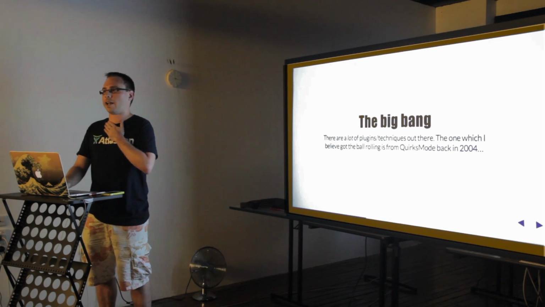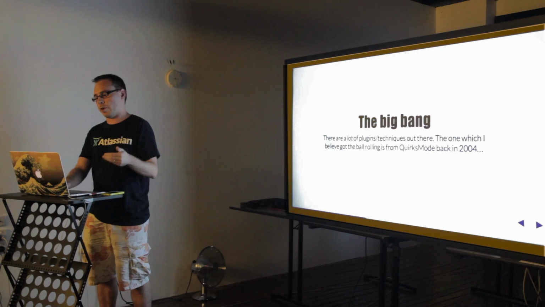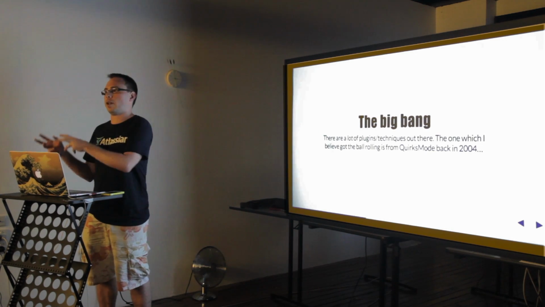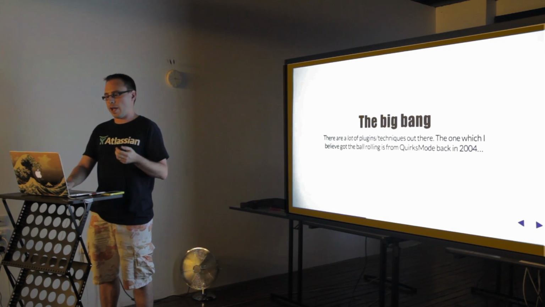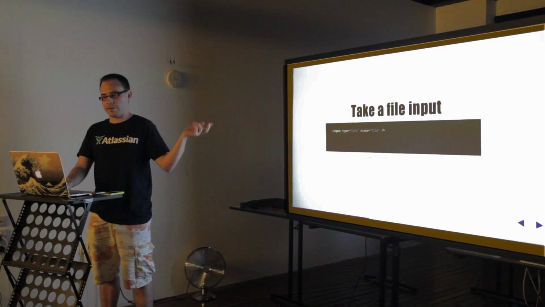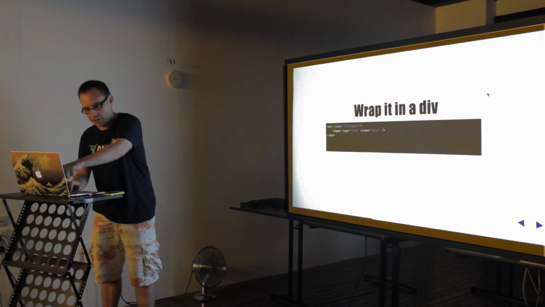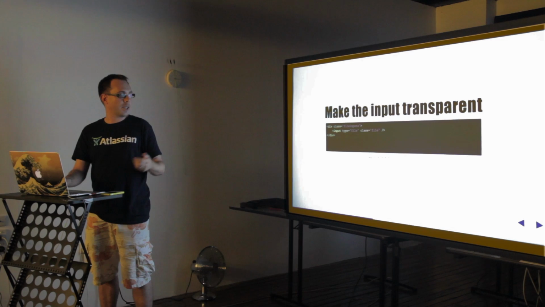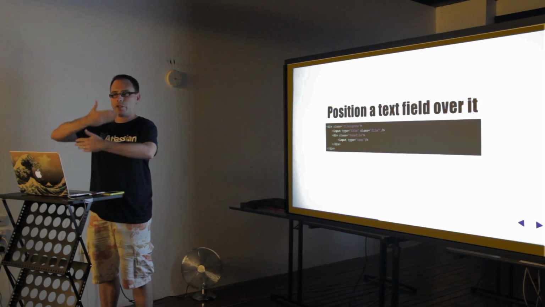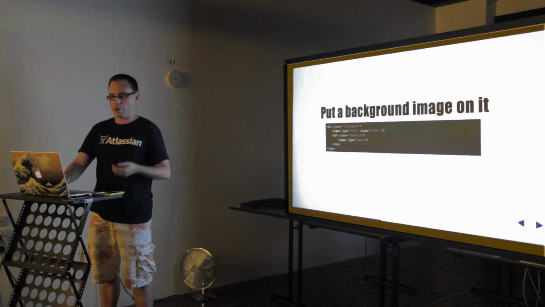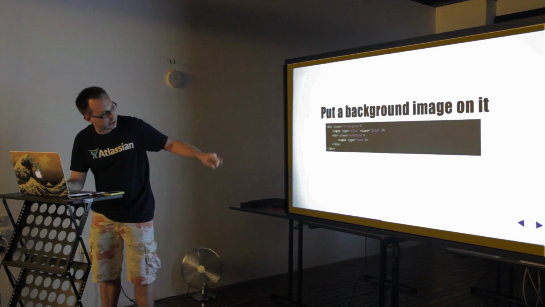So the first, I classify this as the Big Bang because in Quirksmode, he took a take that some guy did that was just a pure CSS solution, and he enhanced it with a bit of JavaScript, and that was pretty cool. It went like this: you take the file input, so it's hard to see because it's quite small below. You make it transparent. You position the text field at the top of it. You put a background image on that text field, which is hard to see.